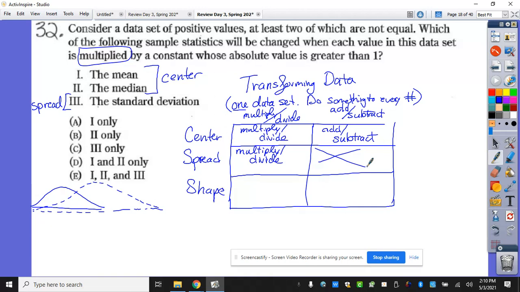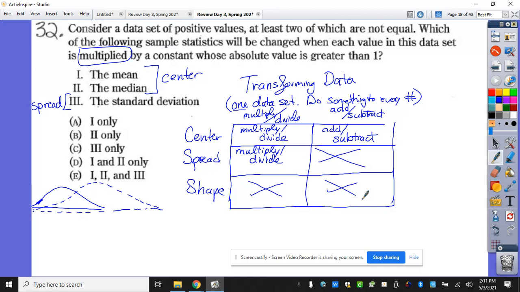When I multiplied or divided, what happened to my shape? From here to here. What was my shape here? Fairly what? What happened to my shape when I multiplied it? So the shape itself is still going to be the same. And what happens if I just take the distribution and slide it? Shape stays the same.